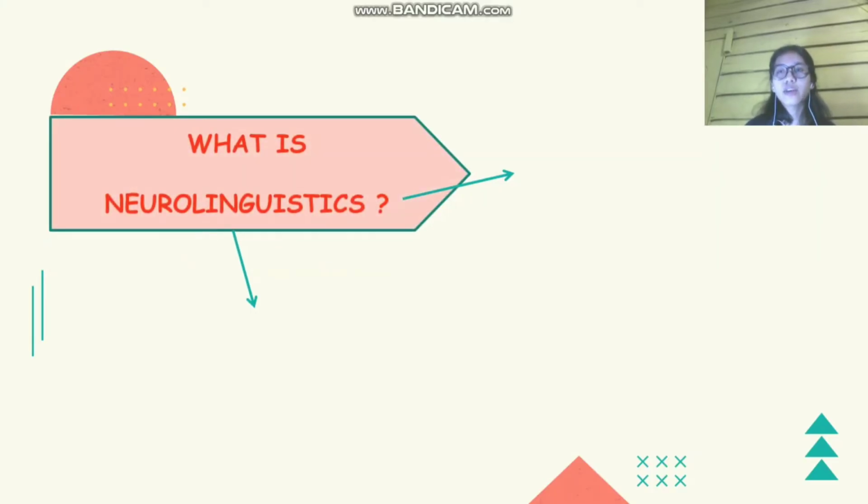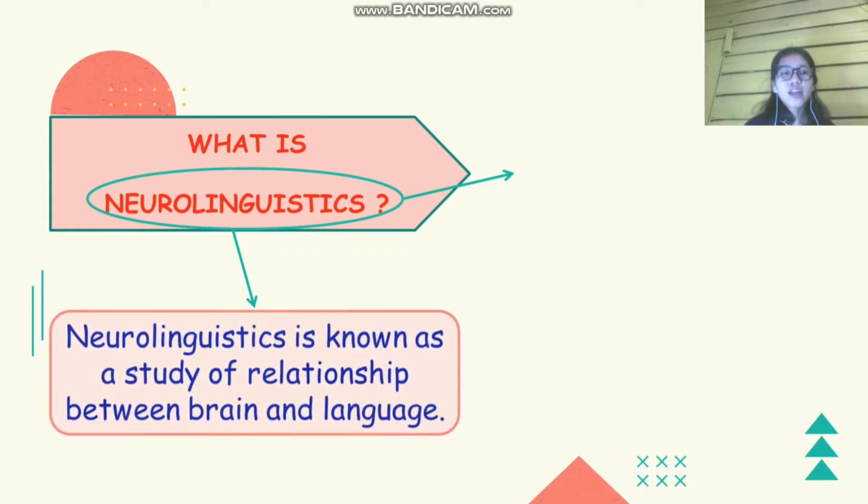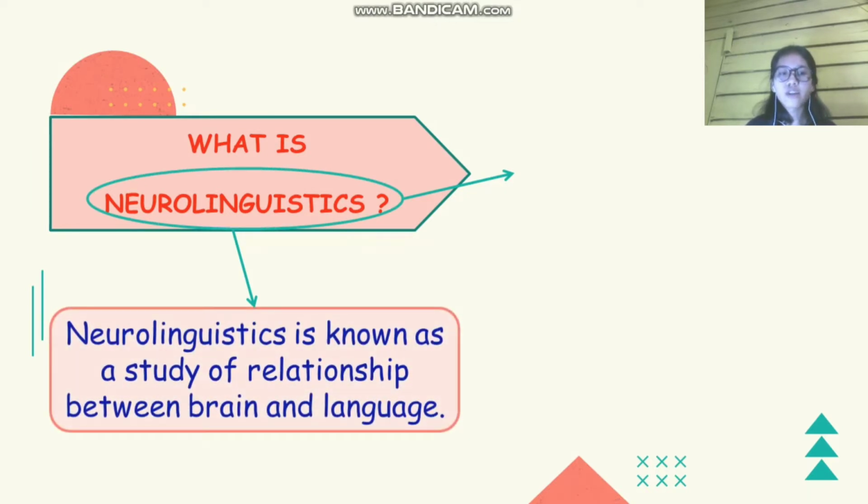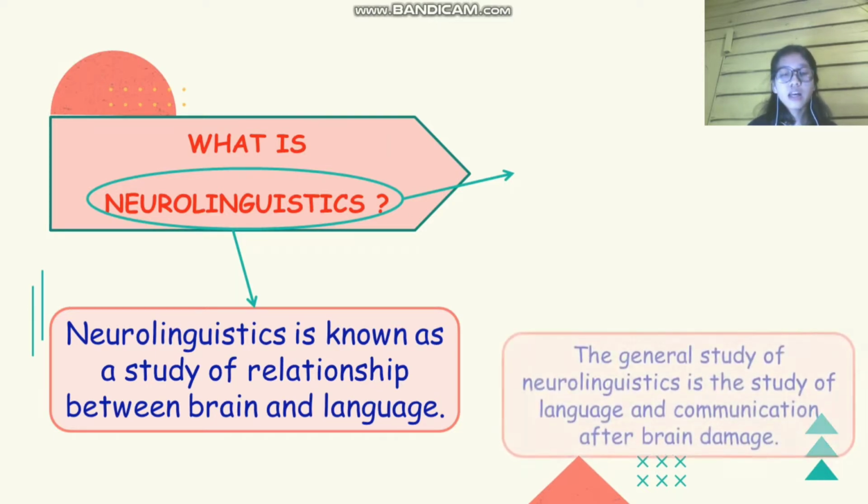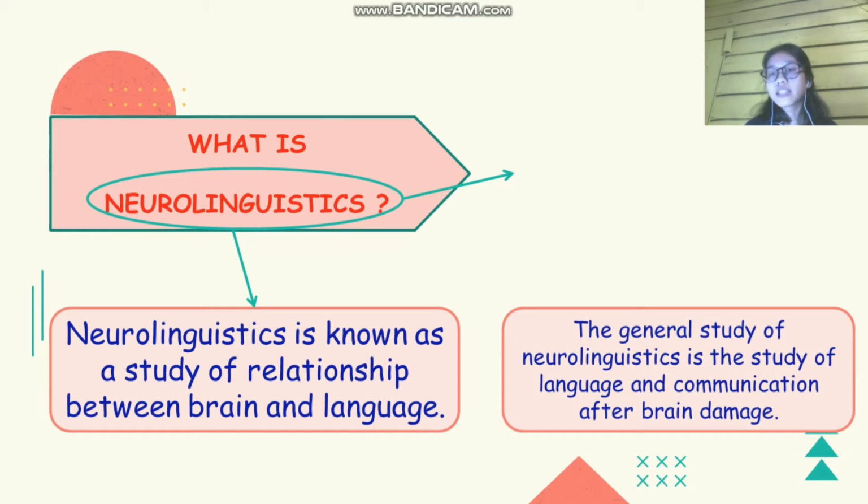First, what is neurolinguistics? Neurolinguistics is known as the study of the relationship between brain and language. In other words, it tries to explore how the brain understands and produces language and communication. Neurolinguistics has a very close relationship to psycholinguistics, but focuses more on the brain. The general study of neurolinguistics is the study of language and communication after brain damage.